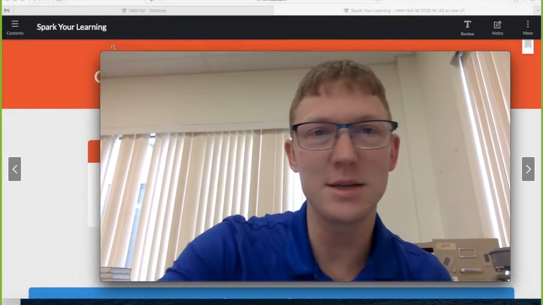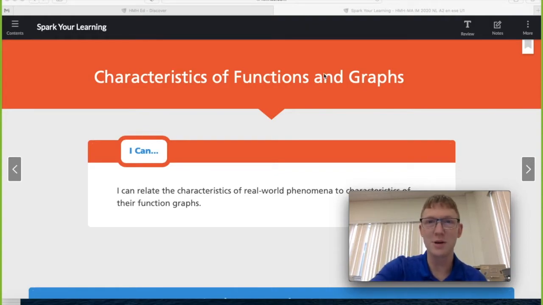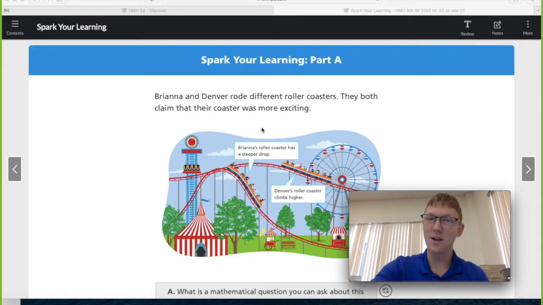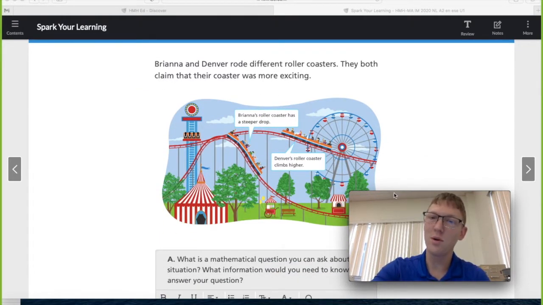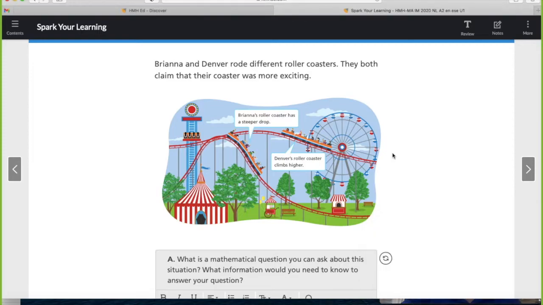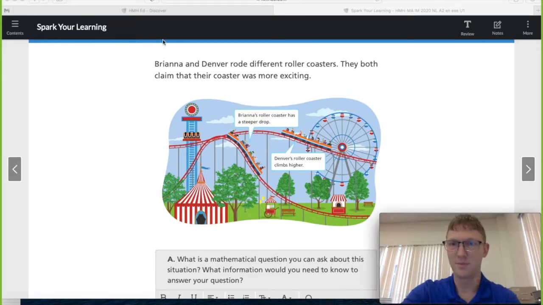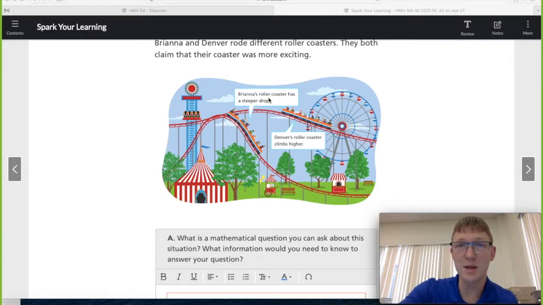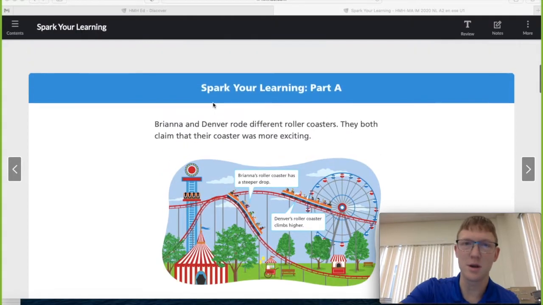Welcome to lesson 1.2, Characteristics of Functions and Graphs. And to spark our learning, we are here at a roller coaster place. Uh oh, my face went away. There I am. So here we have Brianna's roller coaster has a steeper. Oh wait, no, go back.